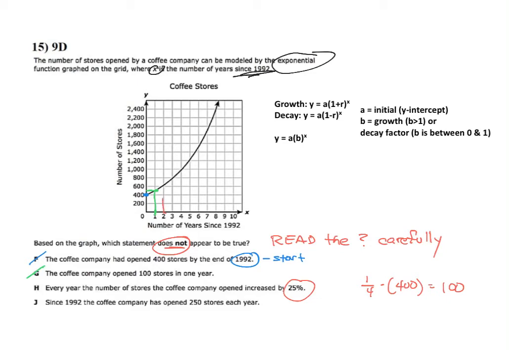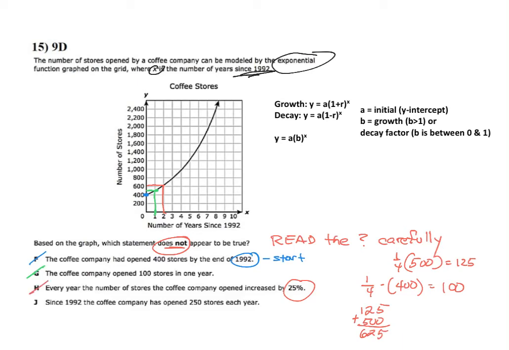They added 100 stores the first year. Let's look at the second year. Looks like they're a little over 600. Just a little bit over 600. So if I take 500 and I take one fourth of that, that's going to be 125. So that means I would be adding 125 to 500, which would be 625. Yes, that looks like a true statement.